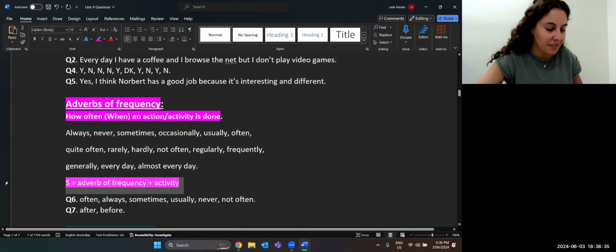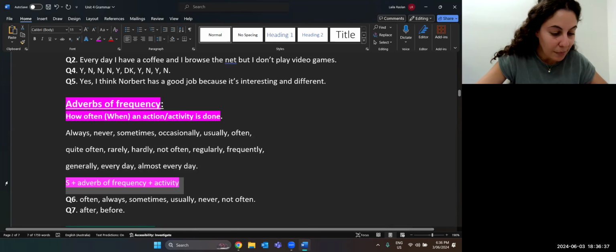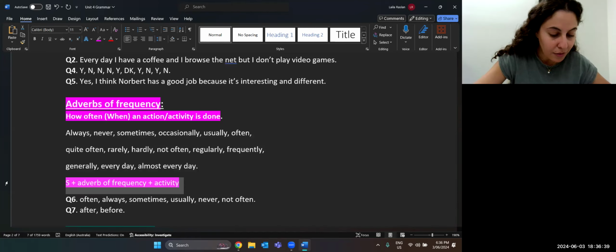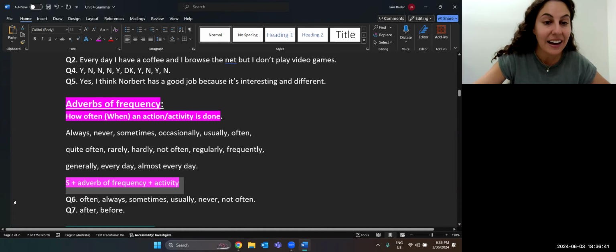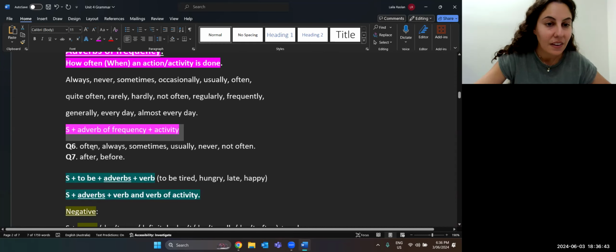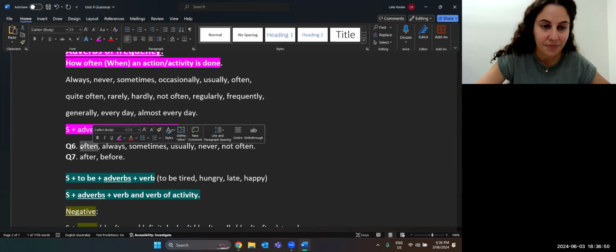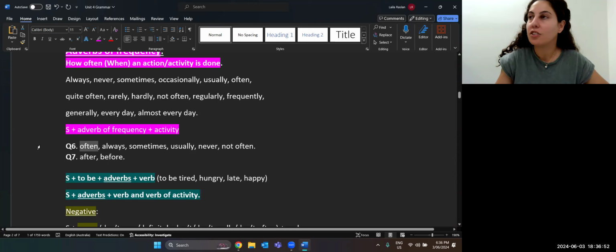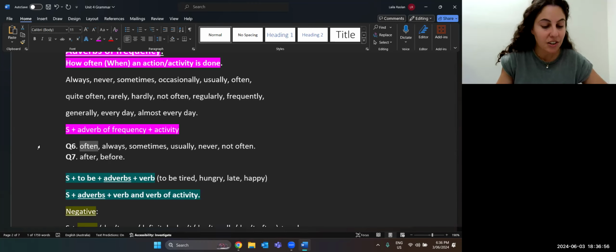So let's have a look at some of these sentences. Number 6, Norbert's photos are often in the National Geographic magazine. Okay, that means often, not always and not sometimes, but in the audio that we just heard, his photos are often in the National Geographic.